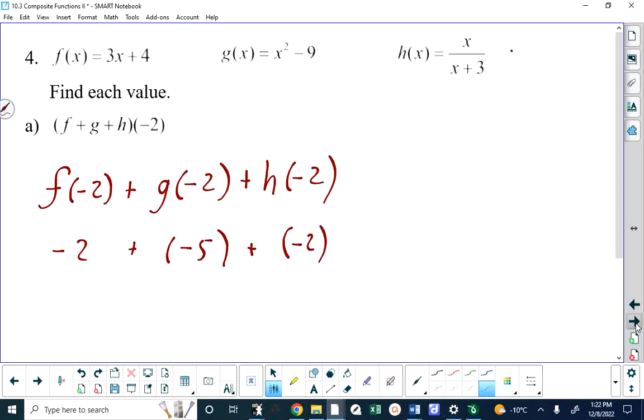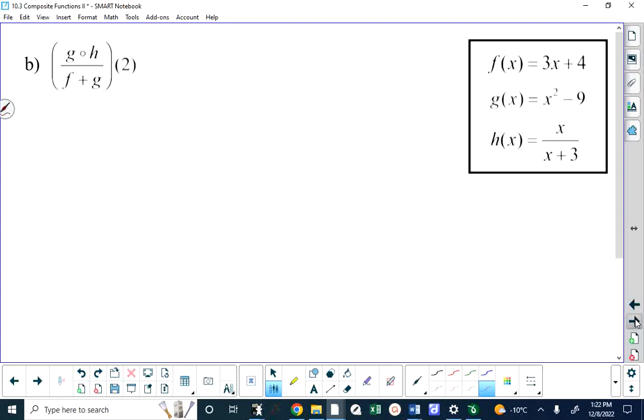I will show this one. This will be negative 2 over negative 2 plus 3. Well, that's negative 2, because negative 2 plus 3 is 1. Well, you add these together and you get negative 9. That's the answer. I kind of like this part of the course because as long as you know what to do, you just have to do it. There's no trickiness to it, usually.